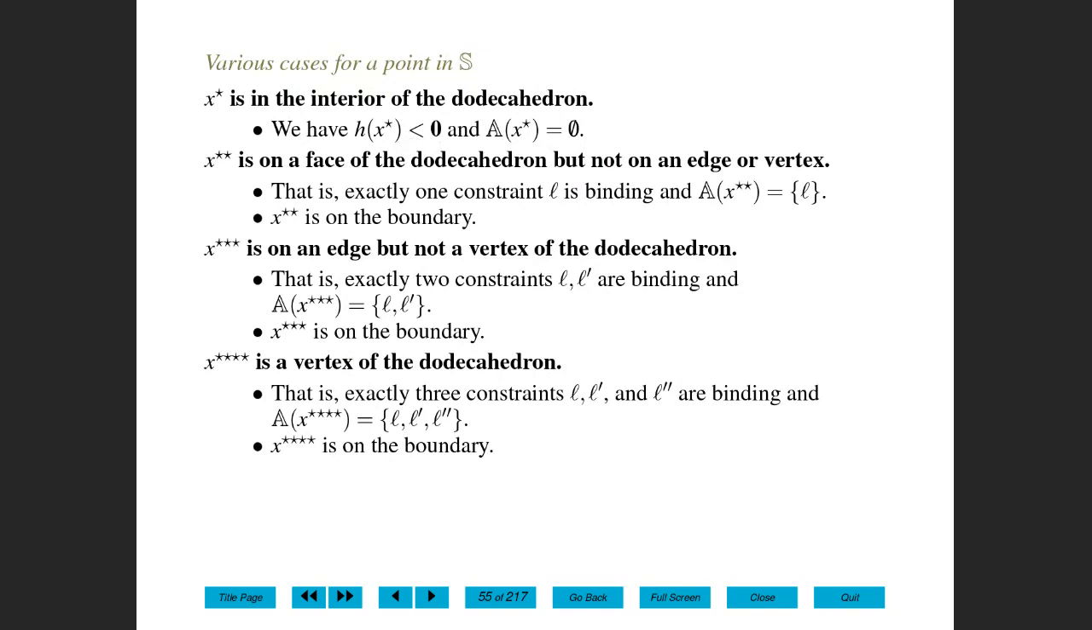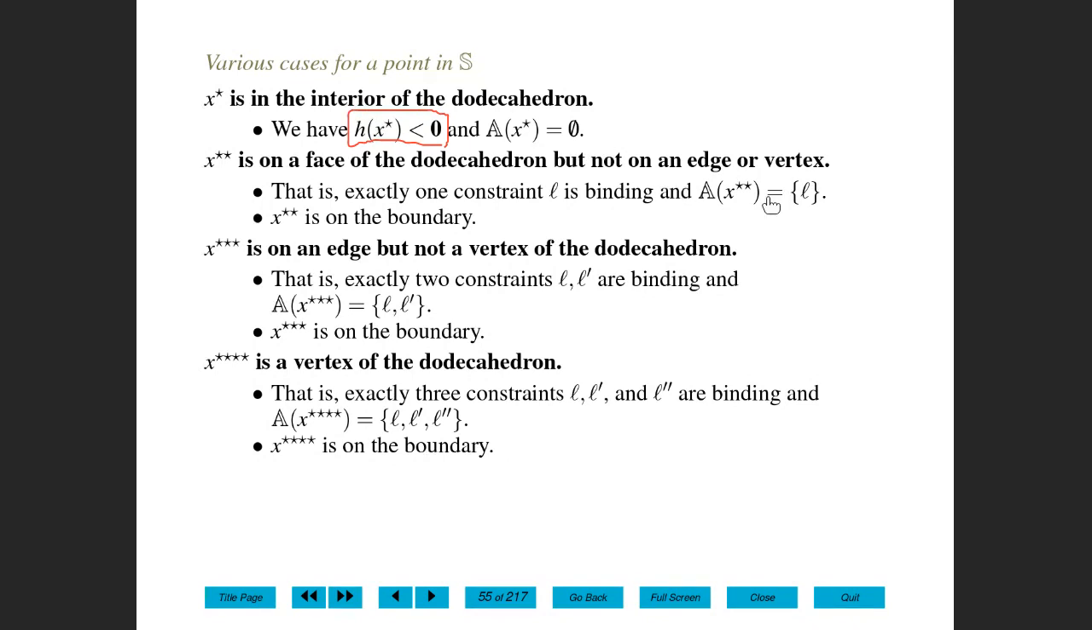So let's see here that if all the constraints are not active, we write it like this. That means h of x, and the point is x star. At this point, all the constraints are not active, so we are getting the value less than 0. This represents the active set, so the active set is null, and we can say this is in the interior.